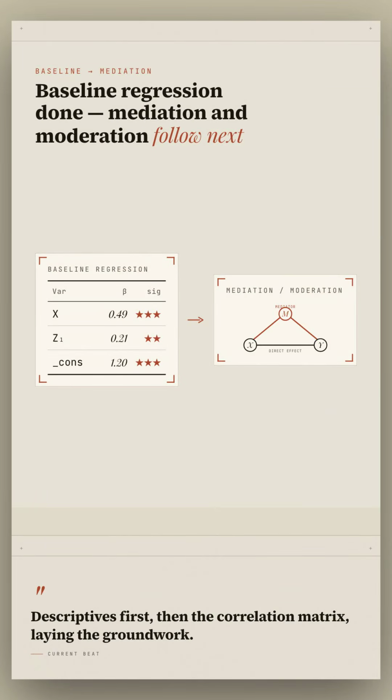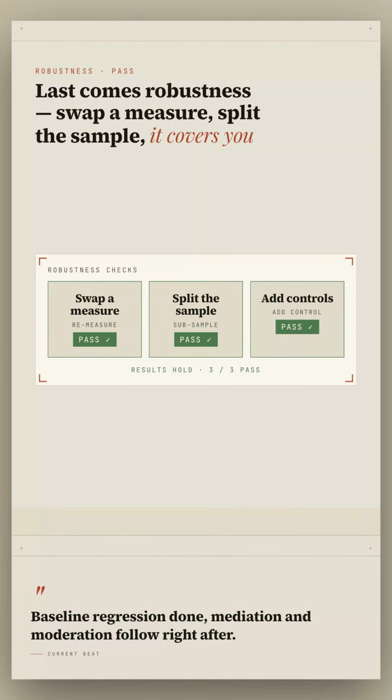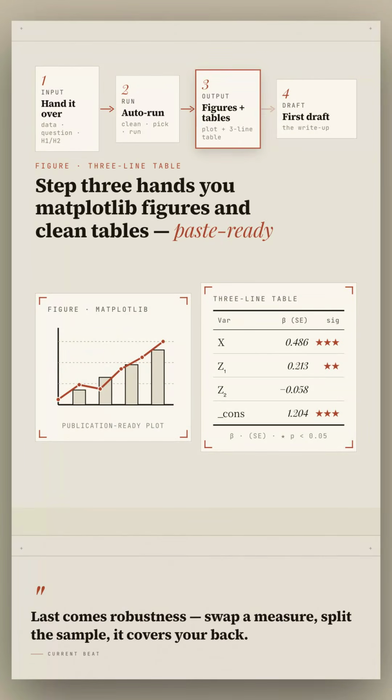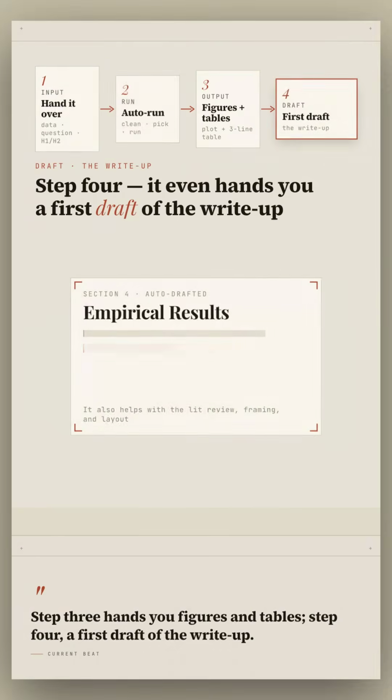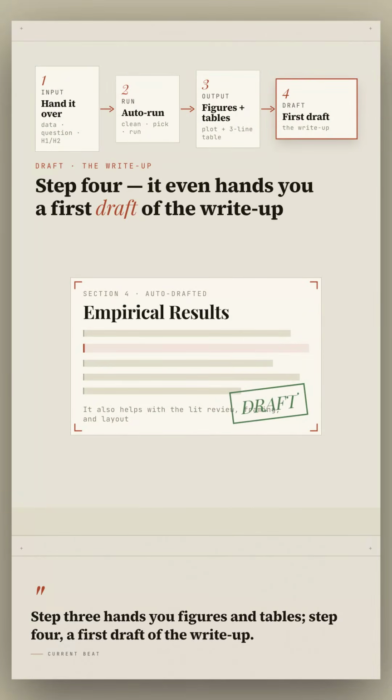Descriptives first, then the correlation matrix, laying the groundwork. Baseline regression done, mediation and moderation follow right after. Last comes robustness. Swap a measure, split the sample, it covers your back. Step 3, it hands you figures and tables. Step 4, a first draft of the write-up.